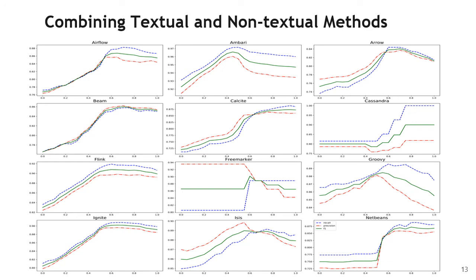If you look at the F measure value presented in the green line, you can see that in most cases the weight is more than 0.5 in order to have the best F measure, which indicates that non-textual data plays a more important role. But there is the case of the Ambari project which has a weight of 0.4, which shows that in cases with better textual data, the method uses textual data more.